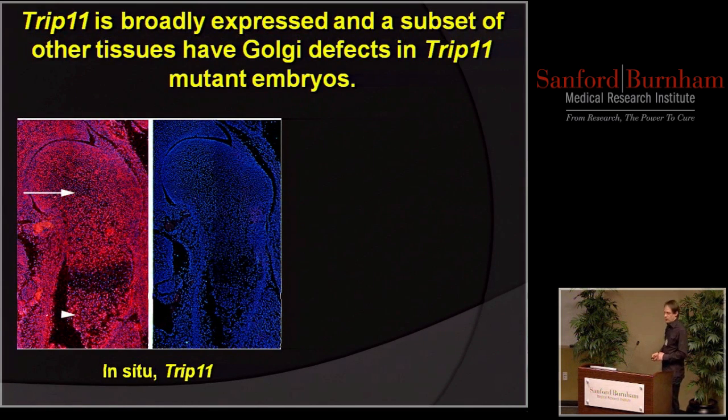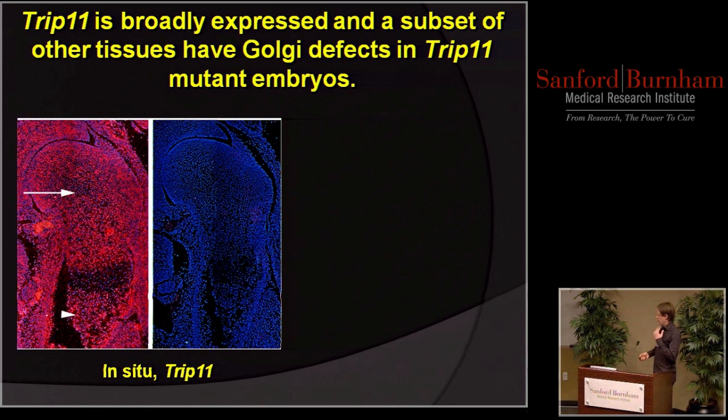Now, TRIP11 is widely expressed. There's not a single cell type that we have found that does not have TRIP11. So this is an illustration of it. This is an in situ hybridization using a TRIP11 specific probe. This is a 15.5 day embryo. You can see the strong expression in the cartilage, strong expression in the bone, for example, also in this ligament and also in the muscle.